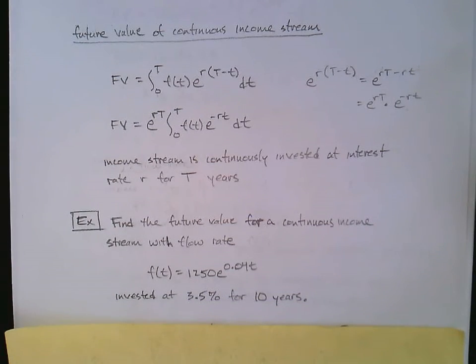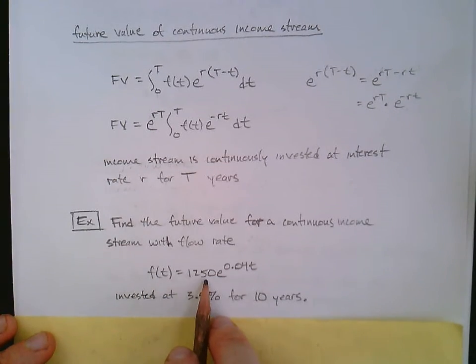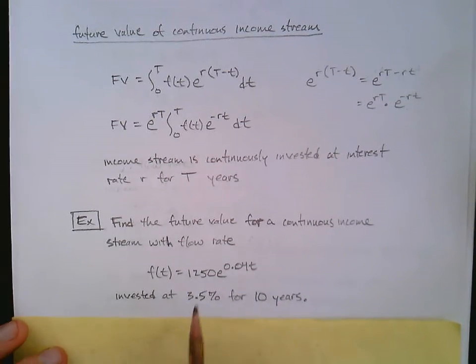Find the future value for a continuous income stream with flow rate f of t equals 1250 e to the 0.04 t. Right? That's how fast we're making money. It's actually going up a little bit. So it starts off at 1250, but then as time passes, we make a little bit more and a little bit more every moment. Okay, so this is going to be immediately invested at 3.5% for 10 years. How much is it going to be worth 10 years from now?